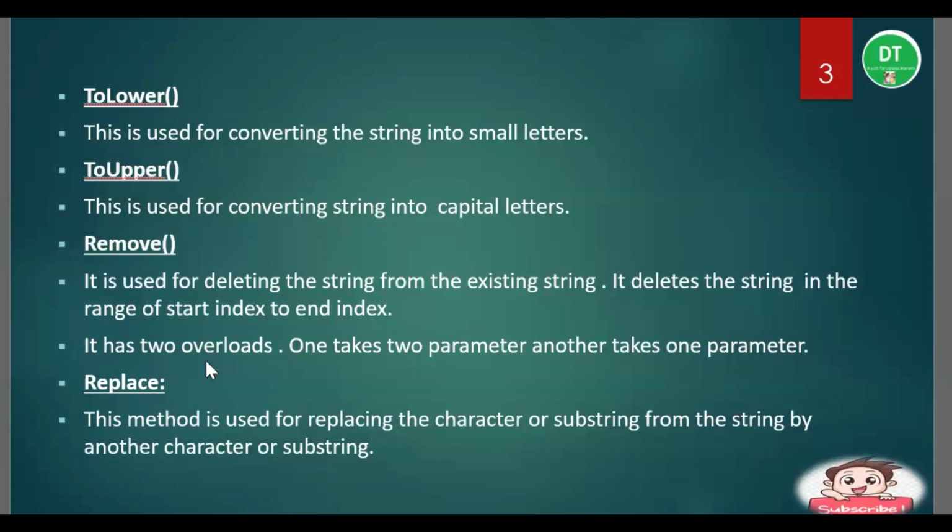It has two overloads. One takes two parameters, another takes one parameter. When it takes two parameters, we have to mention the start and end index. But when it takes one parameter, then from that particular index, it removes all the substring from there. Suppose I want to remove after the third character, I have to mention two. So it will remove all the characters from the third position.